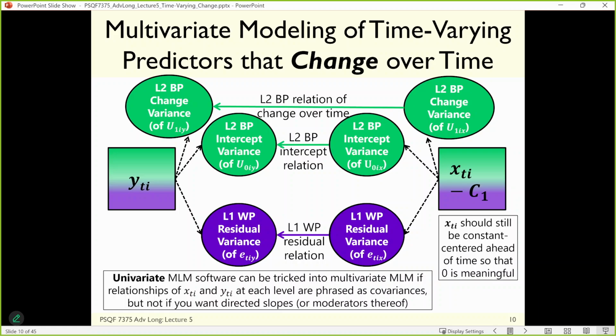These go by the name of parallel process models as well, multivariate growth curve models, latent curve models with structured residuals. That's another synonym for what this is going to be. There's a lot of words. There's very, very many words that these go by.